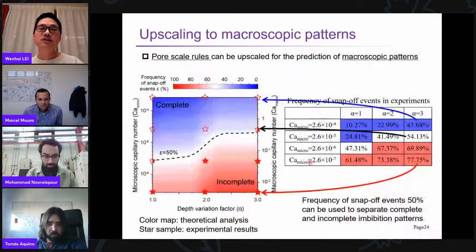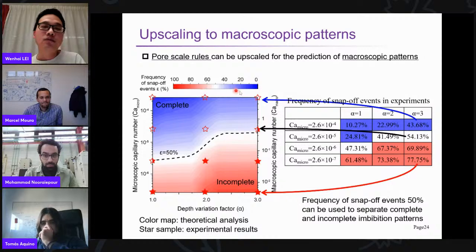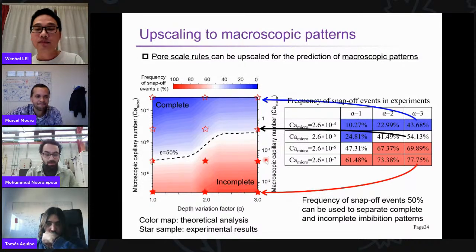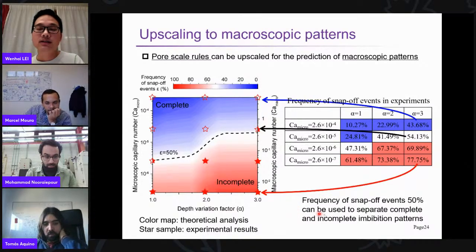This is the result. Let's compare the theoretical analysis and the experimental results. The color gradient is obtained from the theoretical analysis. The red color means snap-off events will occur frequently and result in the incomplete displacement pattern, and the blue color means snap-off won't happen and presents the complete displacement pattern. All the results fit well with our experimental data. So a snap-off event frequency of 50% can be used to separate complete and incomplete imbibition patterns.